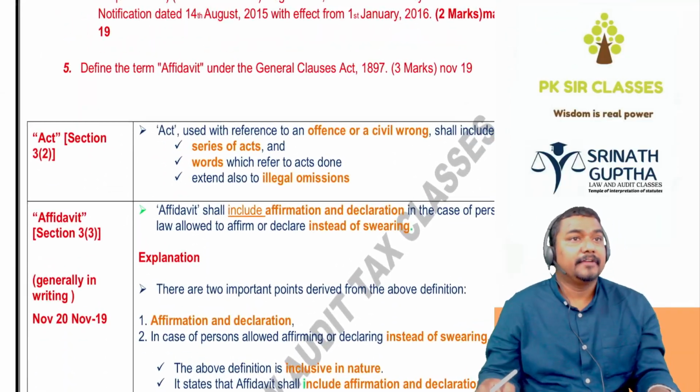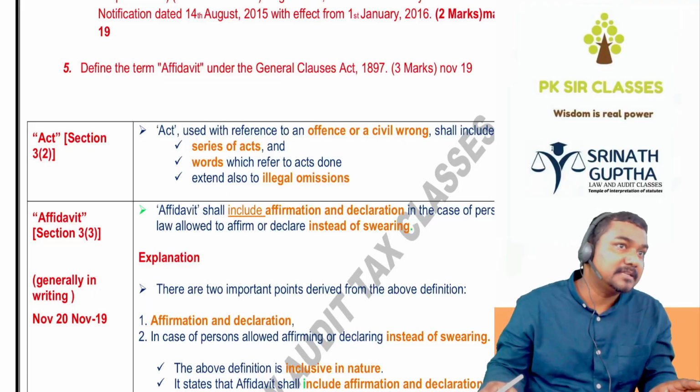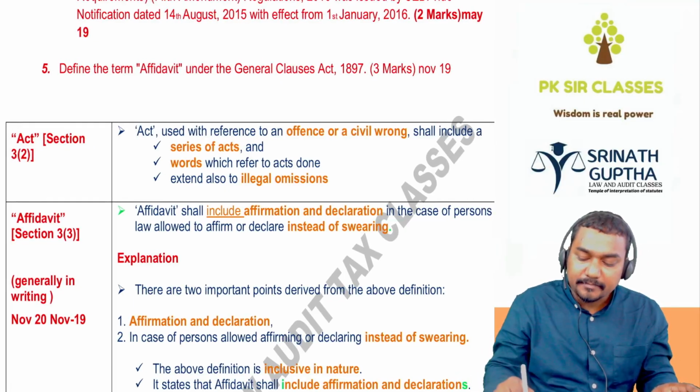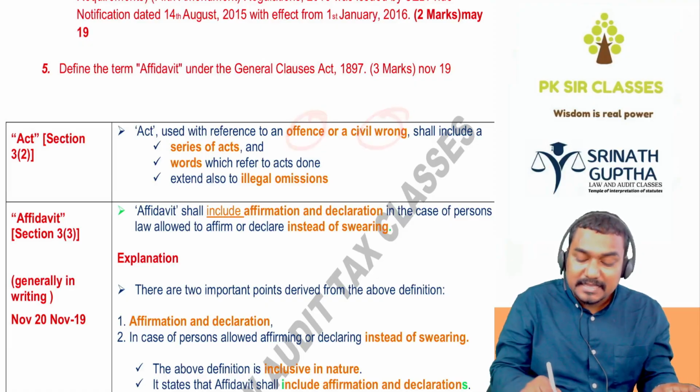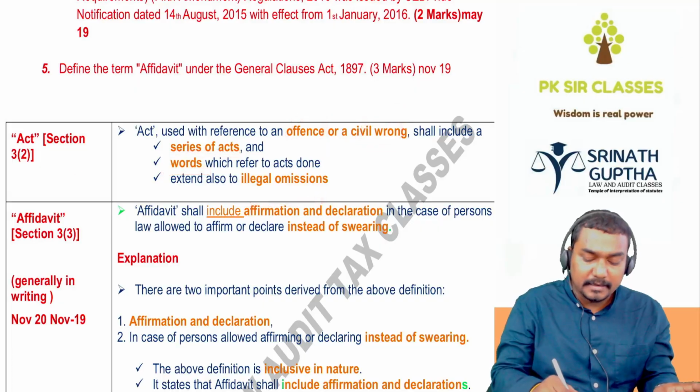First one, definition of the Act. Act means activity. Act means doing something. Act includes any offense or civil wrong. It includes a series of activities, series of words and illegal omissions also. And it comes for 2 marks, beta.